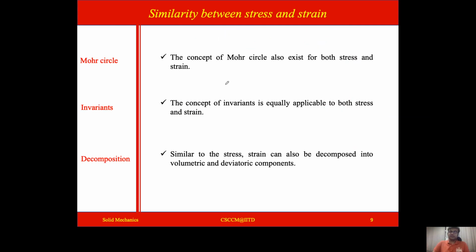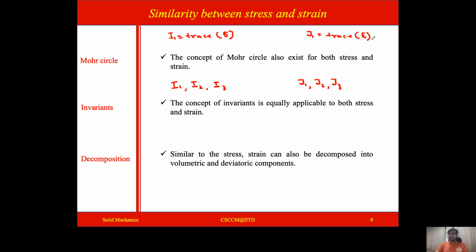And then invariants, like just now I talked about I1, I2, I3, and similarly, I talked about J1, J2, J3. Same thing. I1 and J1 are computed in the same way: trace of the matrix. If you are taking the trace of the stress matrix, for example, I1 is the trace of sigma. J1 will be the trace of epsilon. Similarly, I2, J2, I3, J3 are also similar.